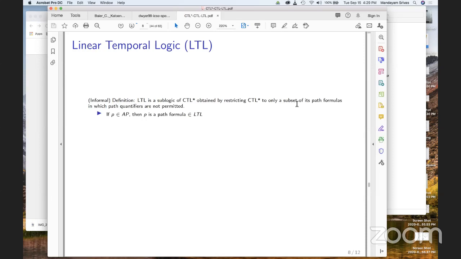So formally, if P belongs to AP, then P is a path formula. Okay, because we have to start somewhere, as we've seen. Strictly speaking it's a state formula, but we make an exception at that level and include it as a path formula. So that obviously belongs to LTL.